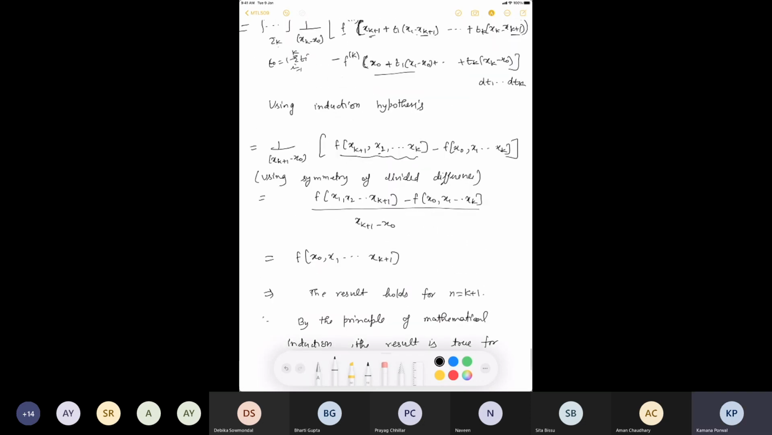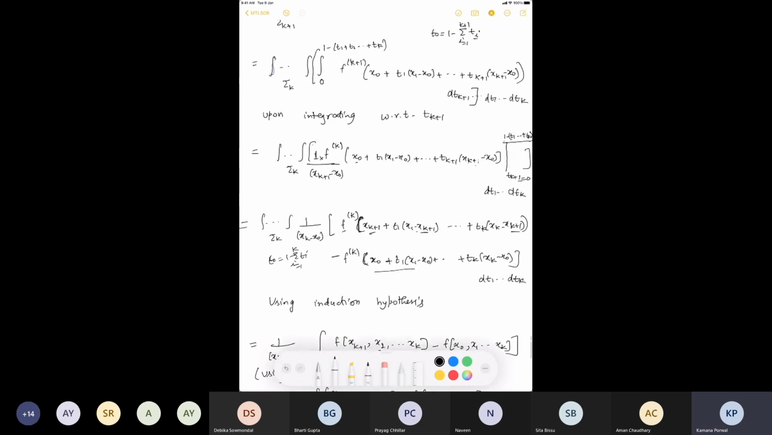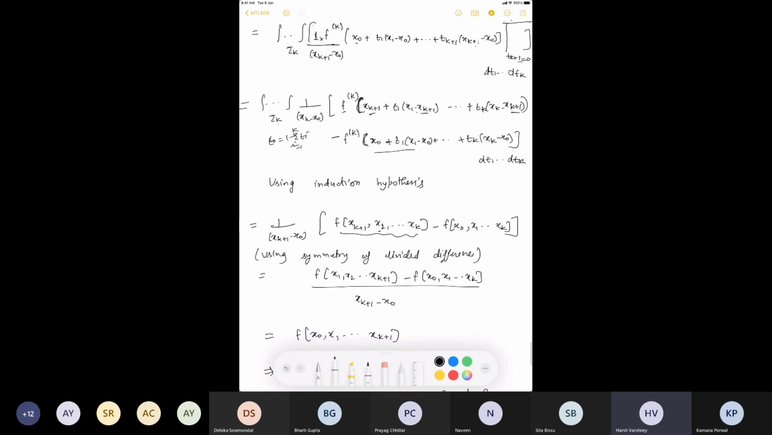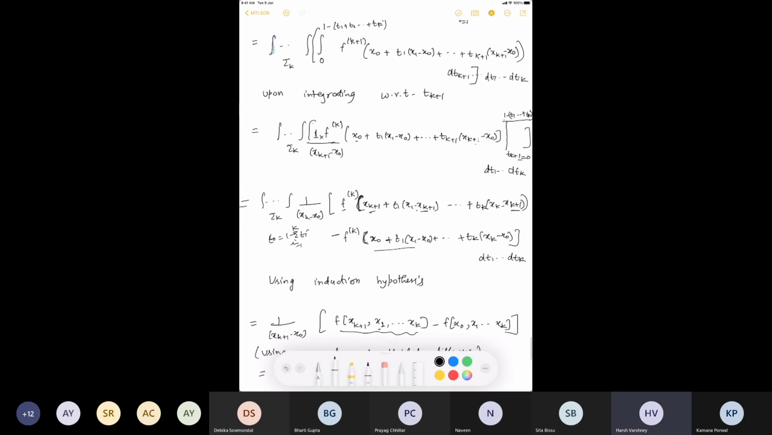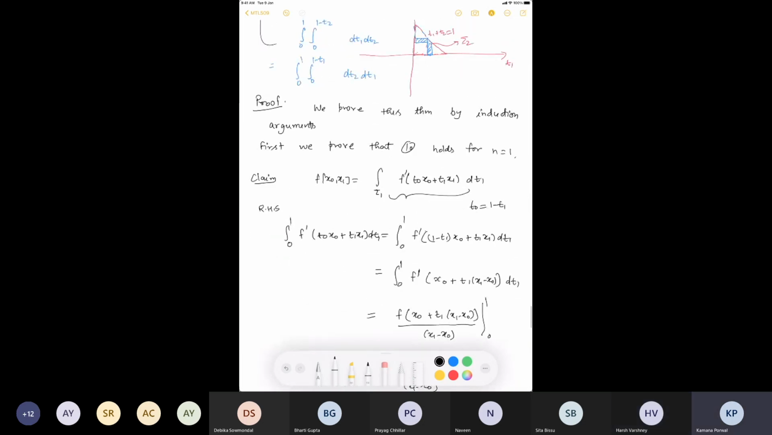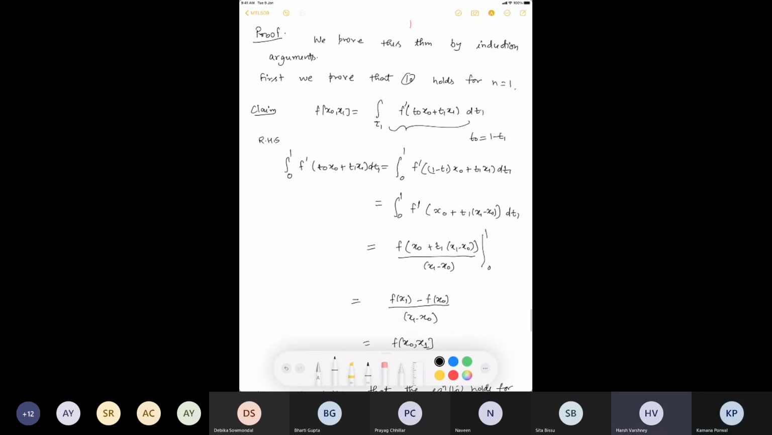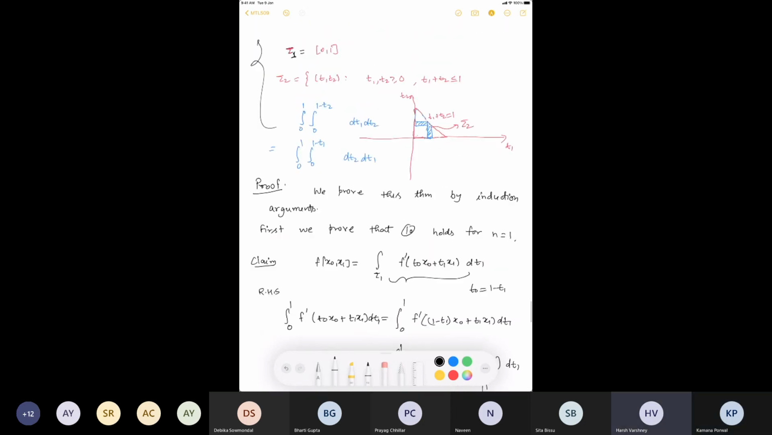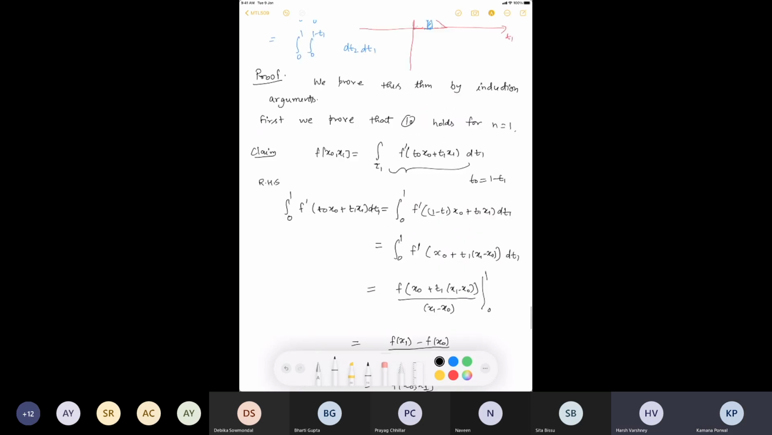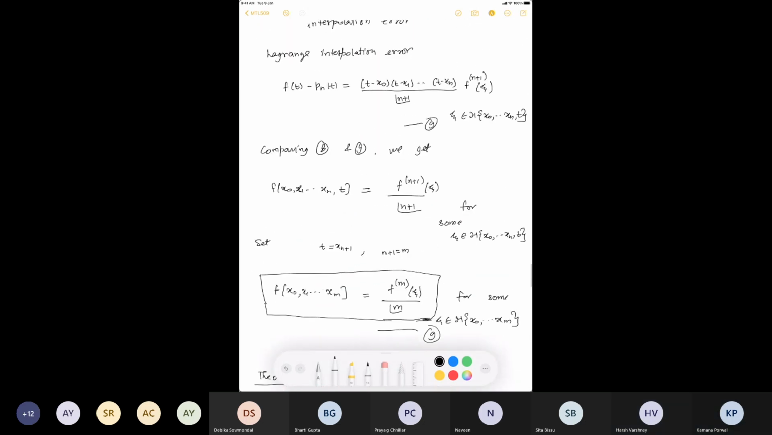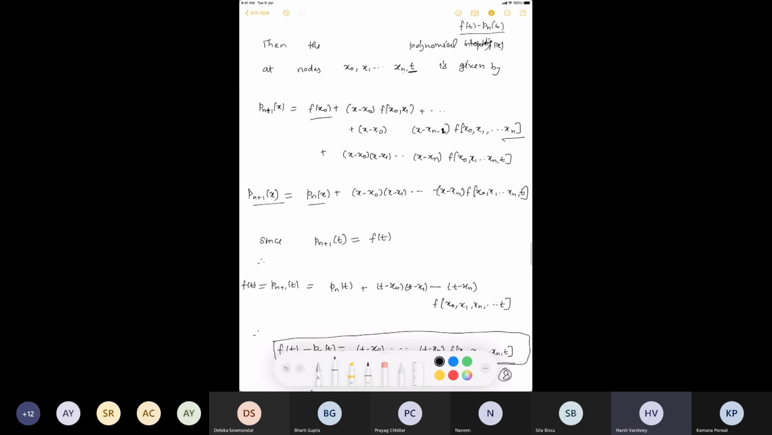So if you have any doubts here, you can ask now. The formula is also only valid for distinct data, like x0, x1, x2 should be distinct. Yes. I have not commented anything about that. So this formula I have obtained when all the xi's are distinct.